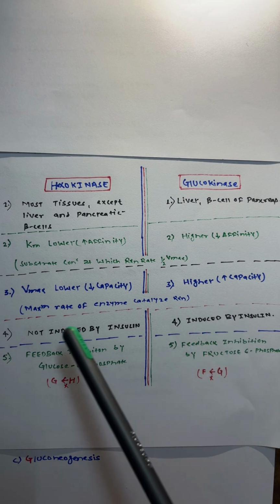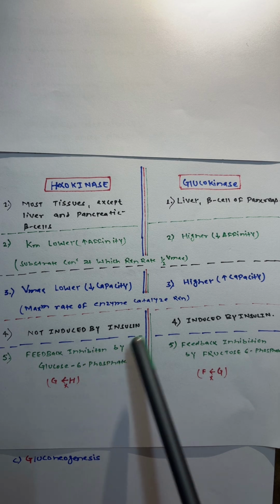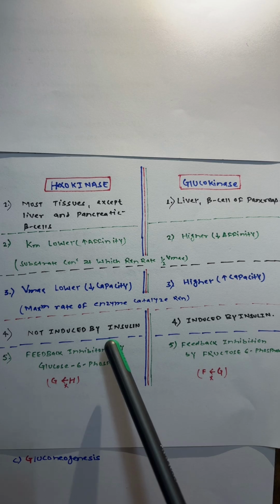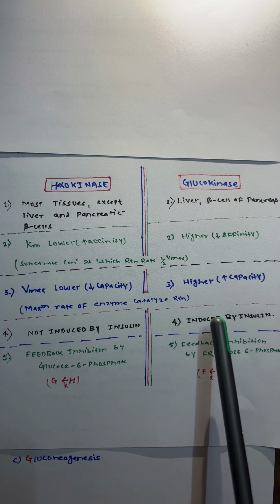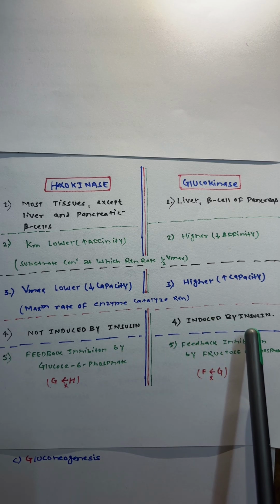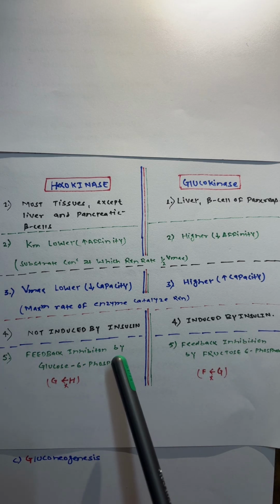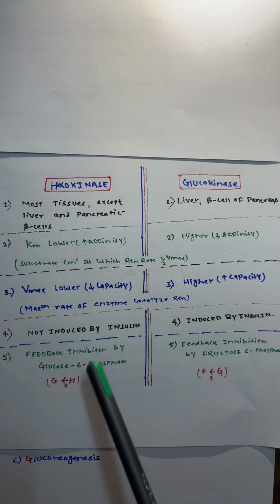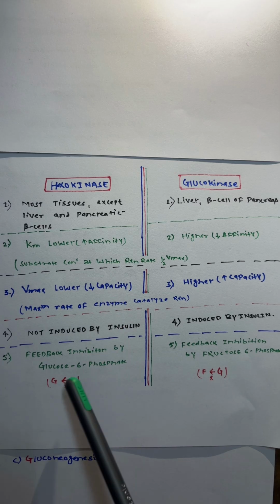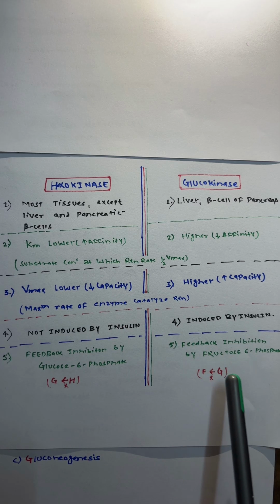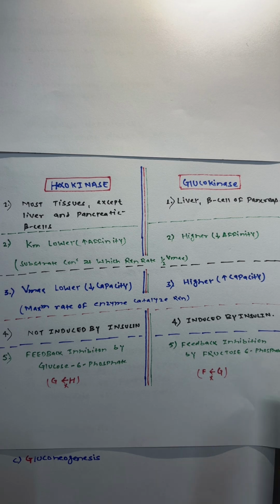Now we'll talk about how insulin affects these enzymes. Hexokinase is not induced by insulin, but glucokinase is induced by insulin. Now we'll talk about feedback inhibition. Hexokinase is inhibited by glucose 6 phosphate, and glucokinase is inhibited by fructose 6 phosphate.